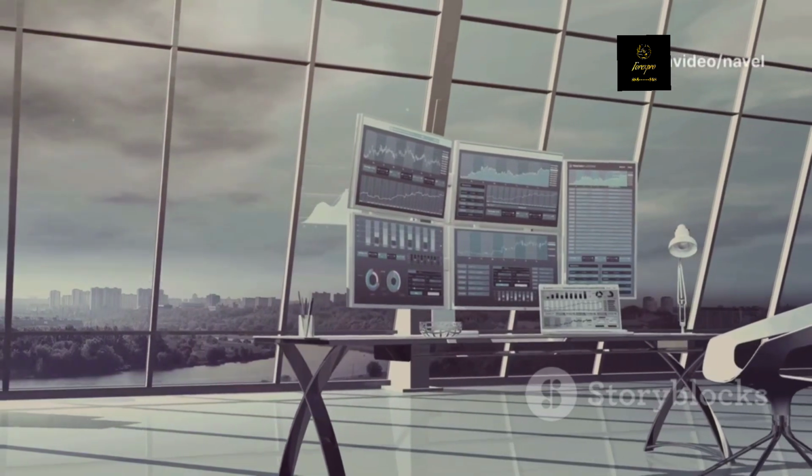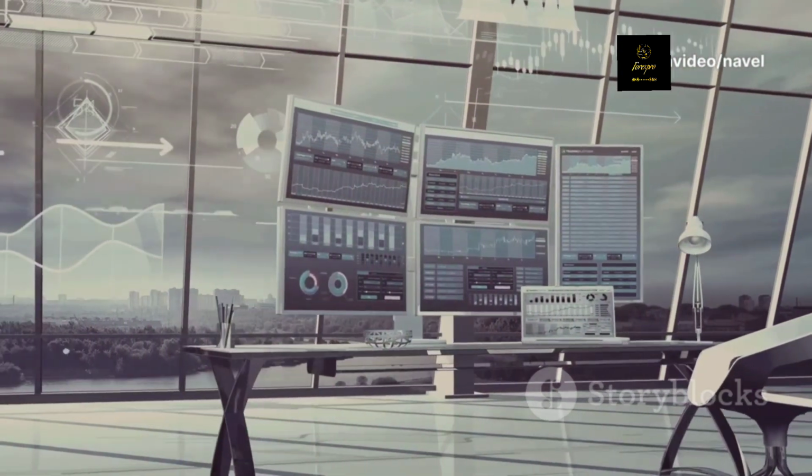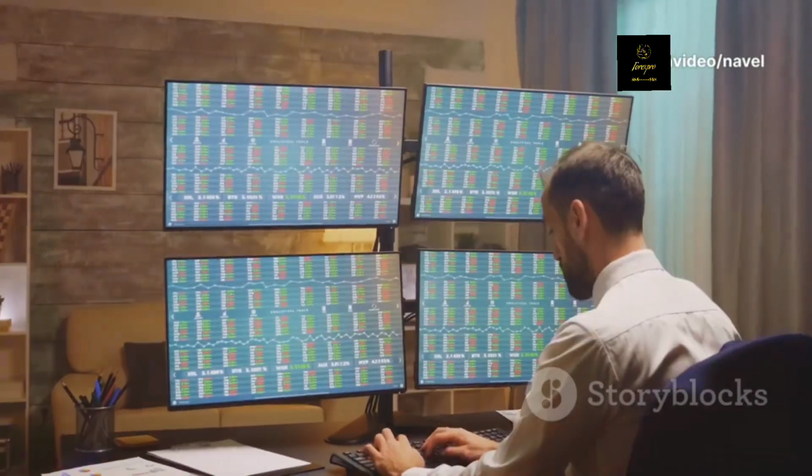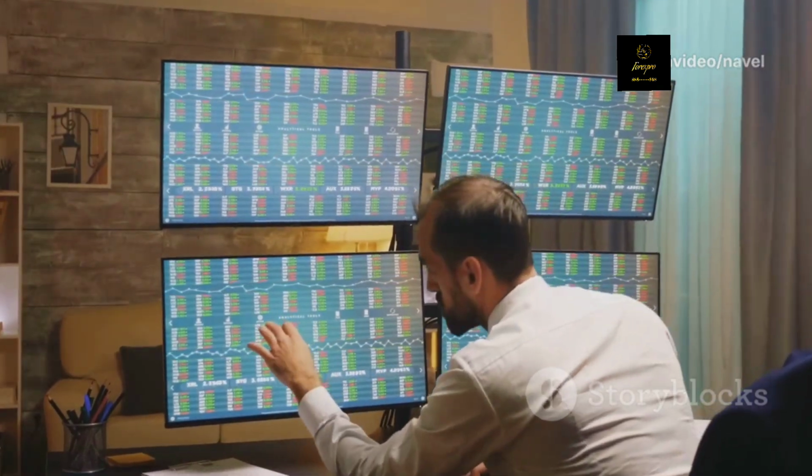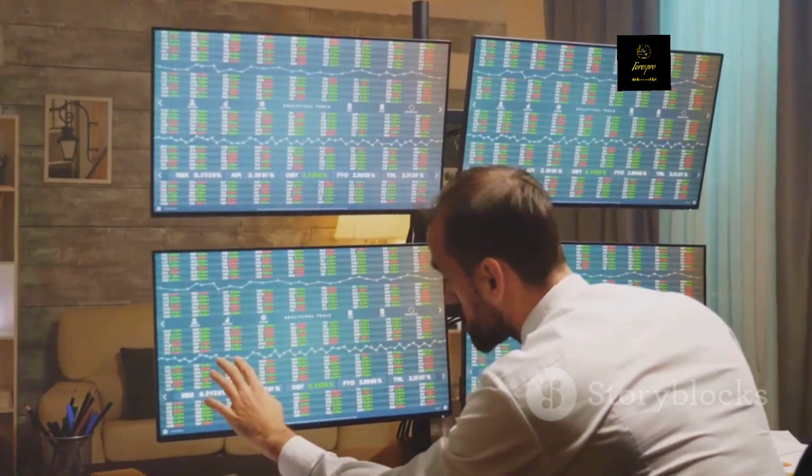And there you have it. Those are some of the basic terms you'll encounter when you start trading Forex. Understanding these concepts is crucial for making informed trading decisions.